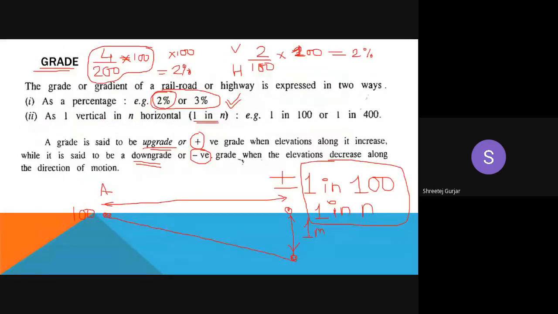This particular chapter, vertical curves, has only the theory part. No numericals will be asked on vertical curves.